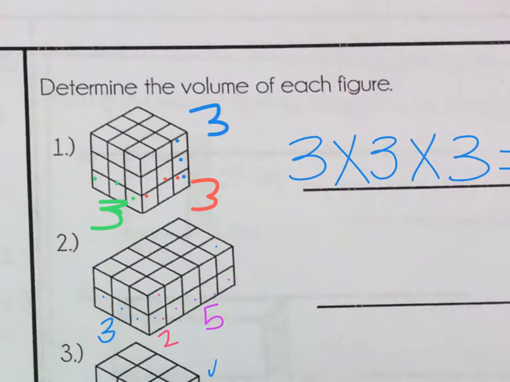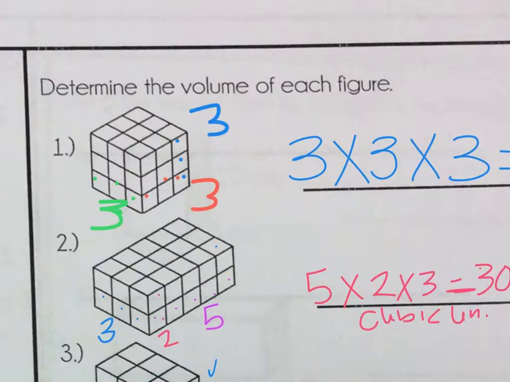Yes, let's multiply. What is 5 times 2? 10. Times 3? 30. So we've got 5 times 2 times 3 equals 30 cubic units. Just like that.